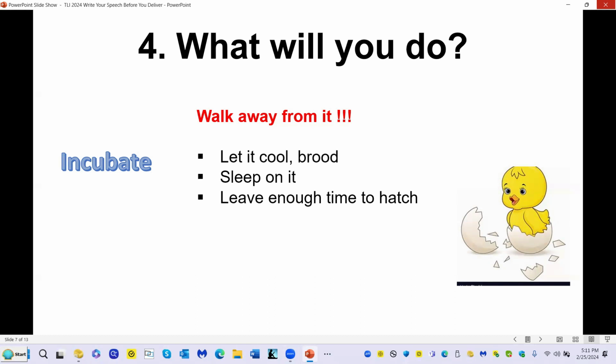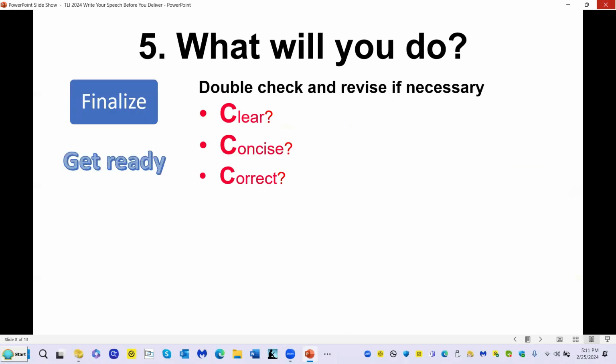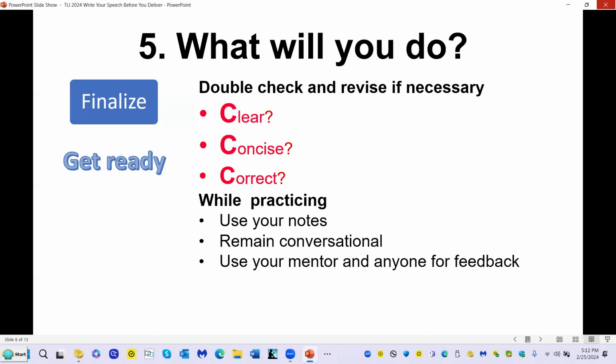However, when you speak, you are not going to read it. By then, you will know what you are going to talk about. And when you finalize it, you will double check the 3 C's. Am I clear enough with what I have been talking about? Am I concise enough, especially in Toastmaster meetings? You are given a certain time element. And am I correct with these statements? So double check and revise if necessary. This is the finalized stage.